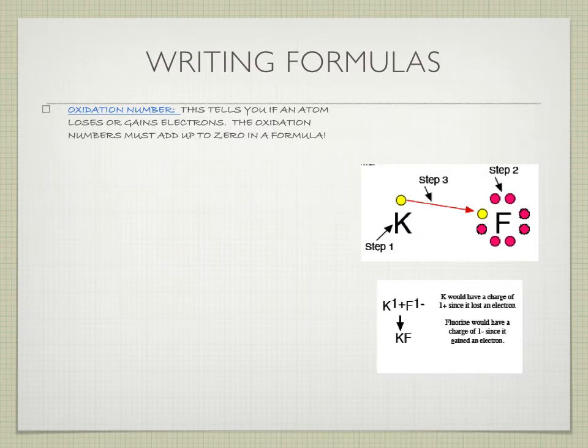You can write these notes on the back of your flip chart if you want to add them, but again, we're going to be doing this in class, so you don't necessarily need to do this. There is a term that you need to be familiar with called oxidation number, and this tells you if an atom loses or gains electrons.